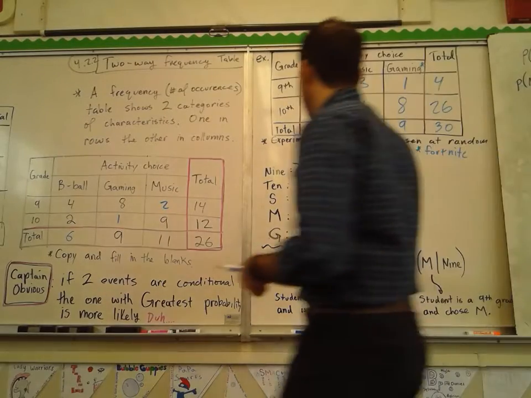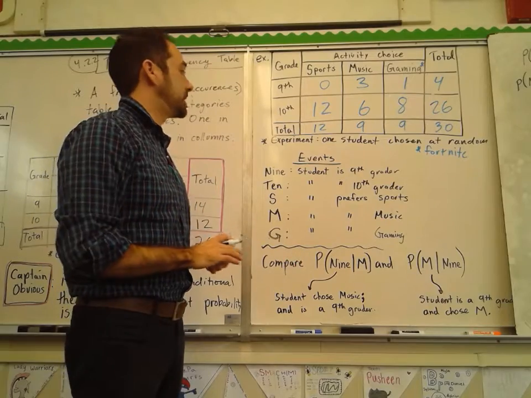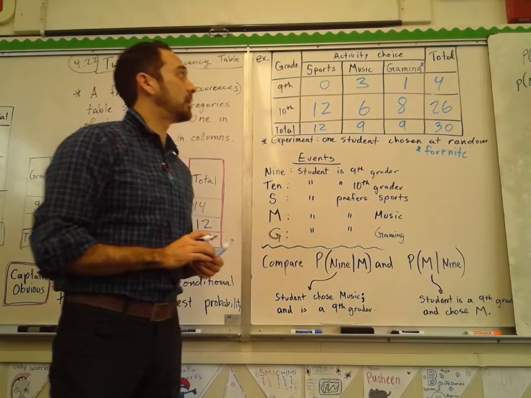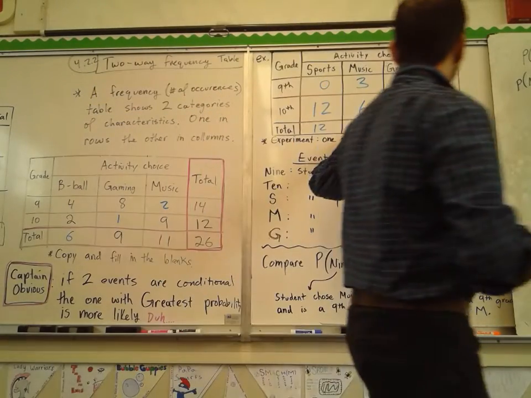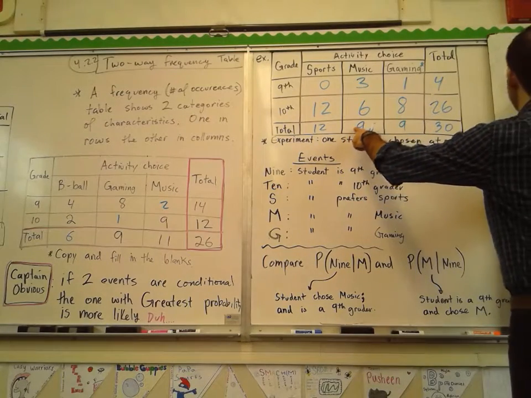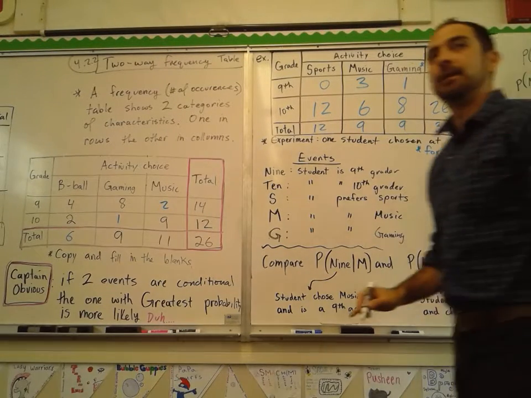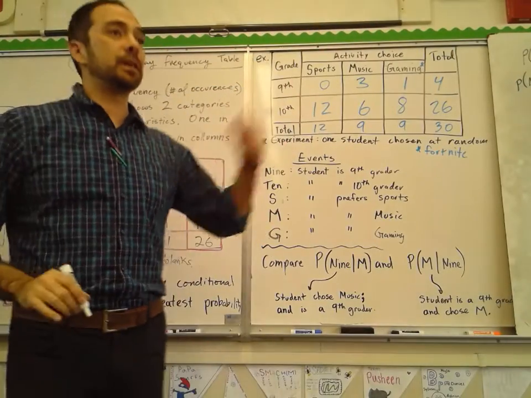How many students, just in general, like music? 9, right here. It's the total number of students that like music. It's not yet looking at the ninth graders. It's just the probability of A, which is music. 9 out of 30? Yes. When we do these problems, we actually get the answers pretty quick with this.